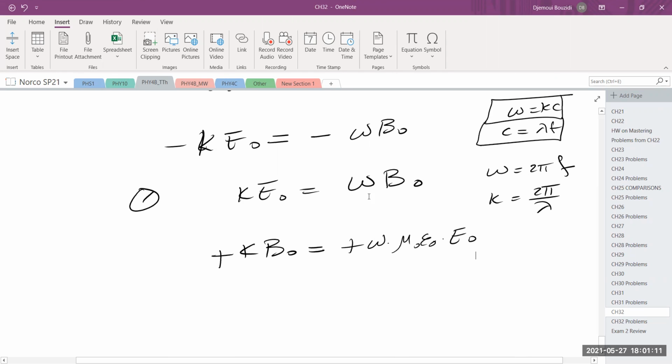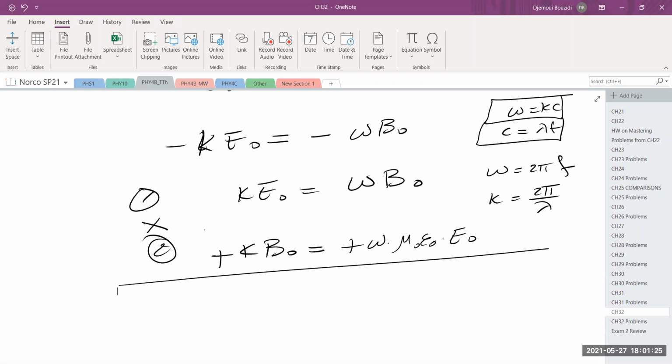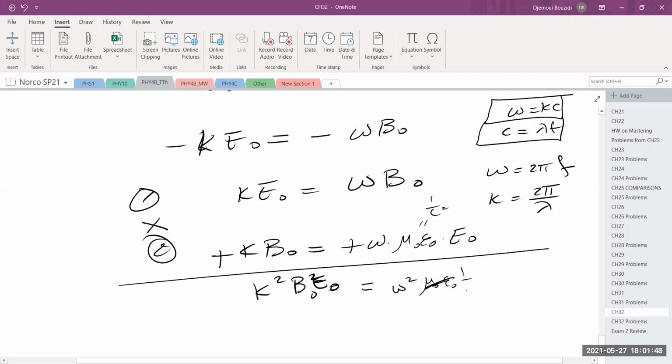I can take this B naught in here and sub it into this expression. So this is equation 2 and how it reduces to. Or I can multiply the two equations side by side. So if I multiply them side by side, I will end up with k squared, because k times k is k squared, times B naught E naught, okay, is equal to omega squared. And I have only one of these terms, so mu naught epsilon naught, which is 1 over c squared, by the way. This term itself is 1 over c squared. So I'll have 1 over c squared in here, times, again, E naught, B naught.